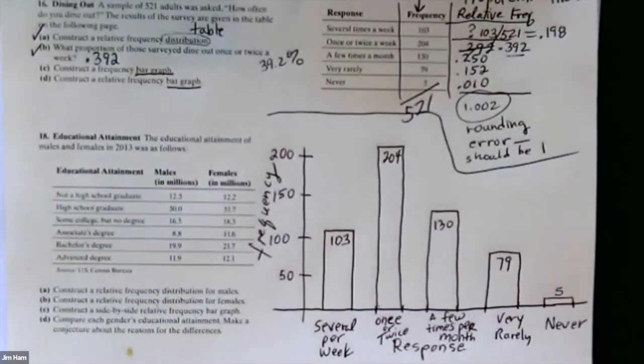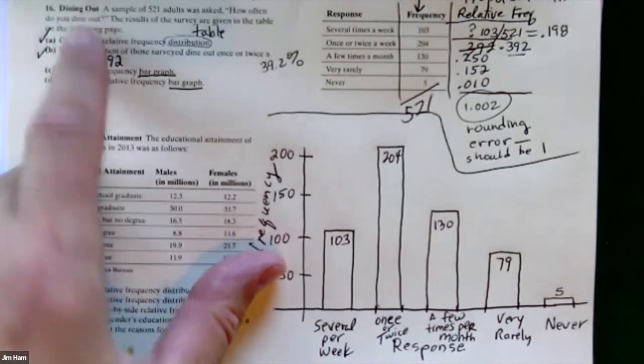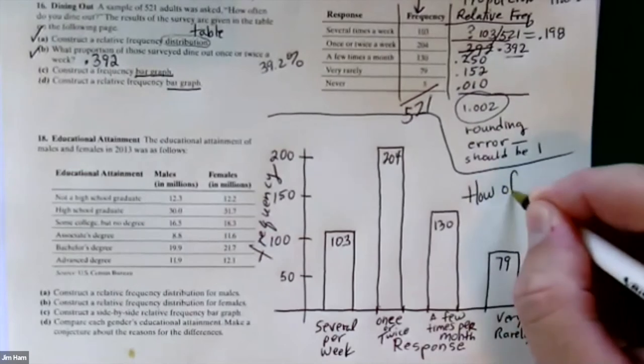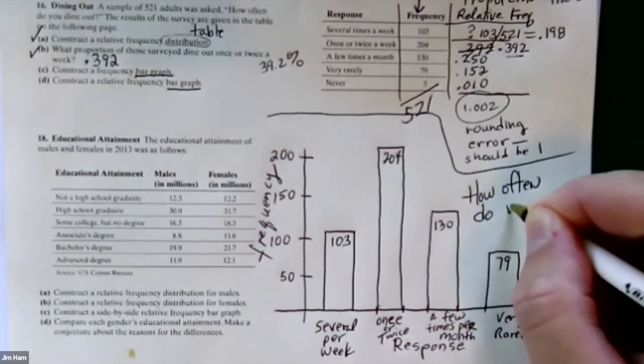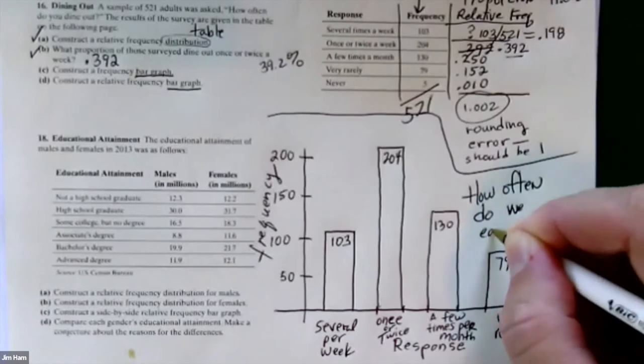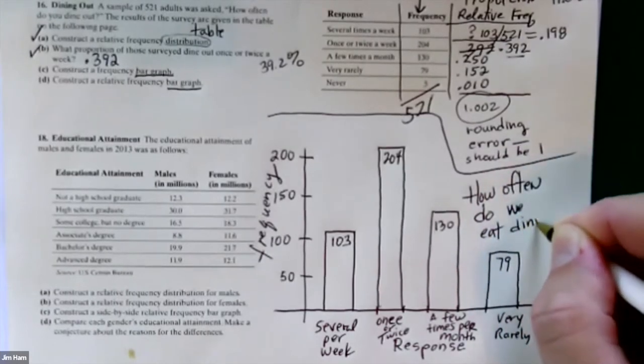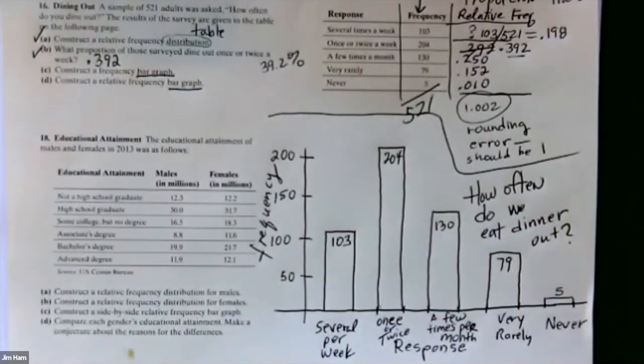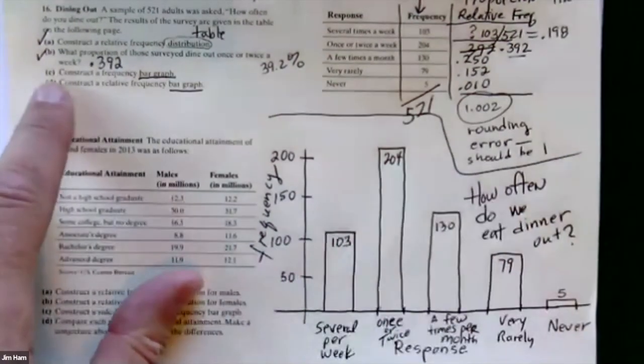And the final thing that you need is a title, and the title can really go anywhere, but remember, this is about dining out. And this is the frequency of dining out. So, how often do we eat dinner? We've got the title, we've got the horizontal axis labeled, all the categories labeled, we've got the vertical axis, appropriate scale with frequencies, and we've got it labeled as frequency. So here is the answer to C.